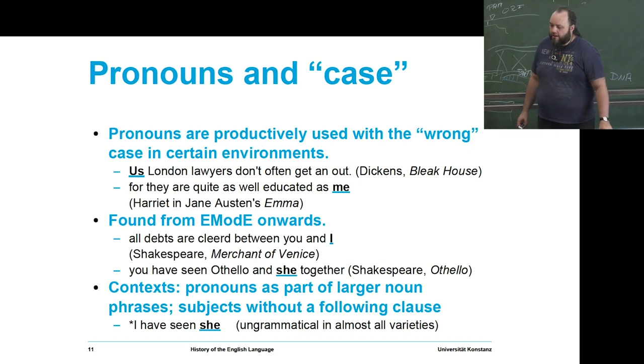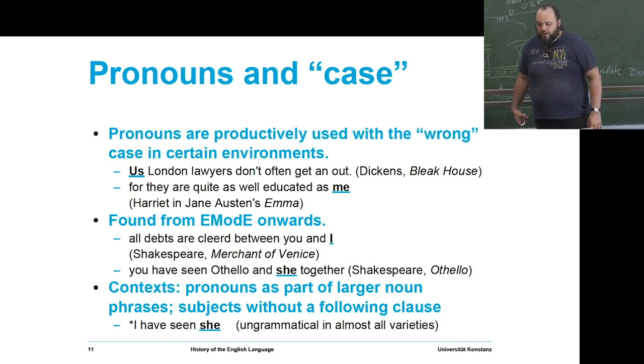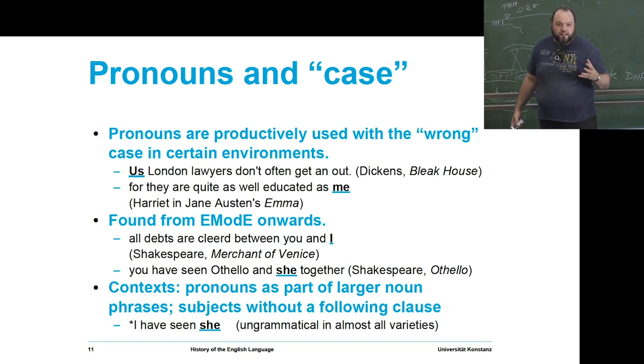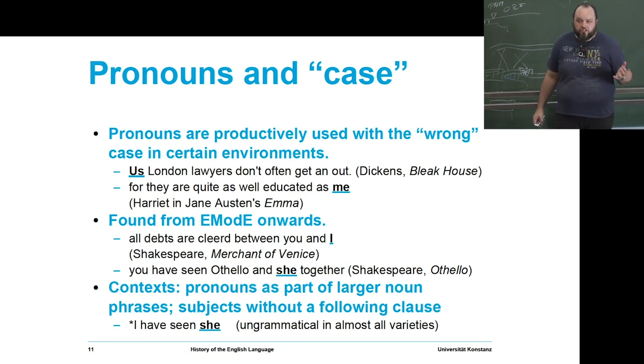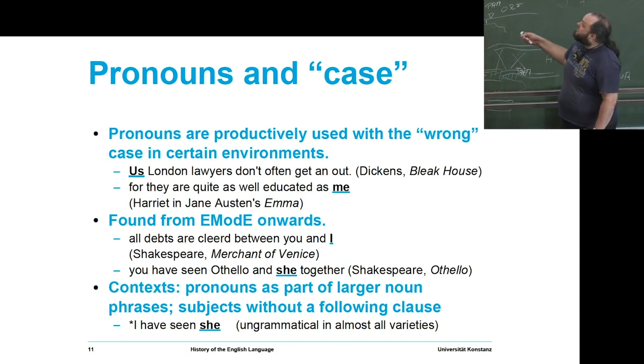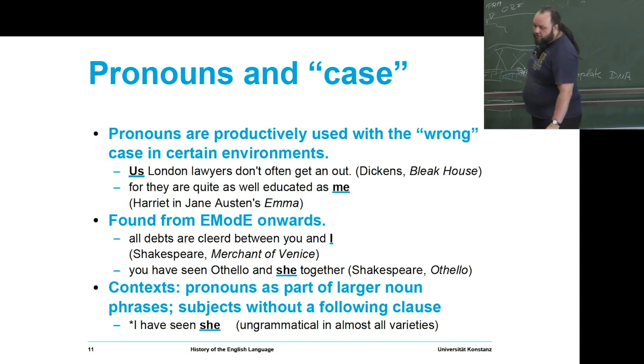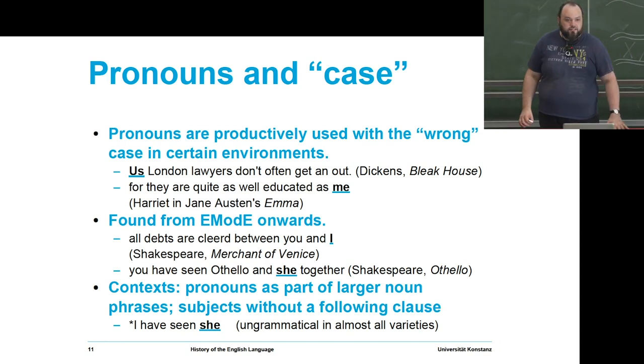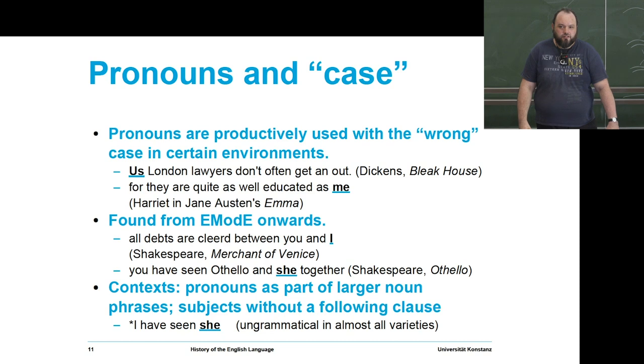So, in particular, pronouns. If you think of pronouns like we and us, and I and me as being nominative and accusative pairs, which is how they're traditionally seen, you might wonder what's going on in examples like these. "Us London lawyers don't often get an out." This us is being used in subject position. So historically, at least, it should be "we London lawyers."